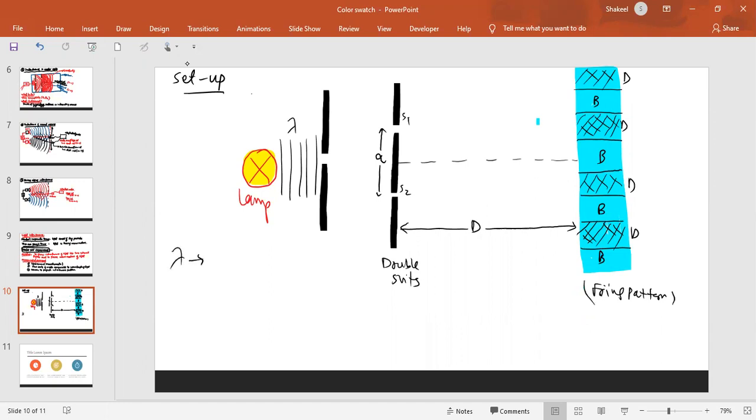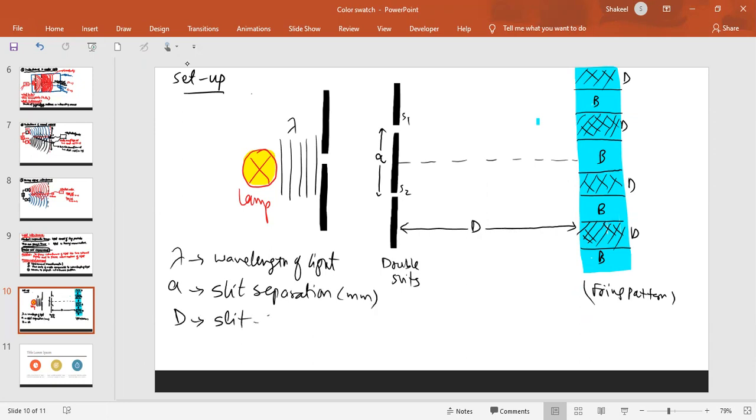What is lambda? Lambda is the wavelength of light used. What is a? a is the slit separation, typically measured in millimeters. And what is D? D is the slit-screen distance, typically measured in meters. And then one more thing is there, that is x.